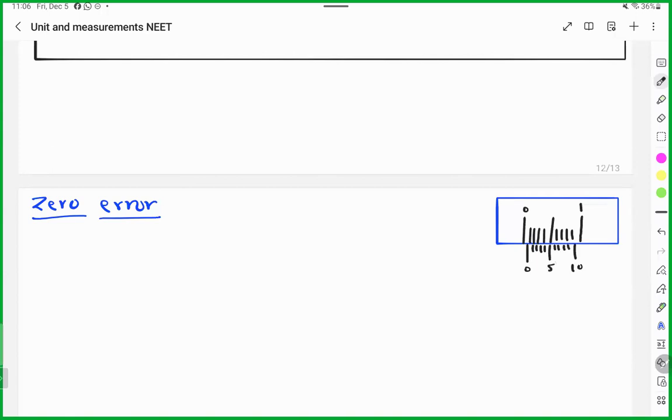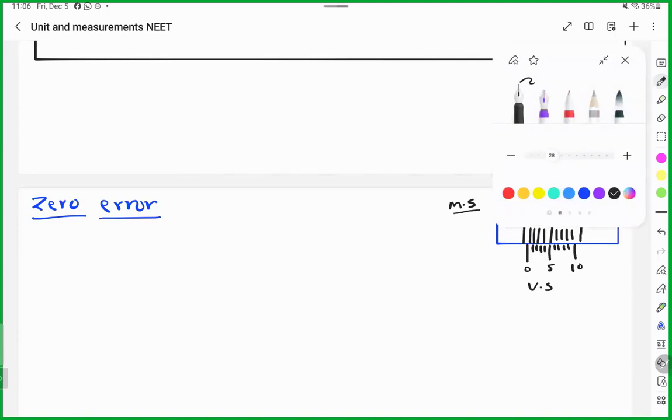1, 2, 3, 4, 5, 10. This is the Vernier scale. This is the main scale. They should match, but in this case, they are not matching. So you will check which values are exactly matching with each other perfectly. Understood? That tells us about the zero error.